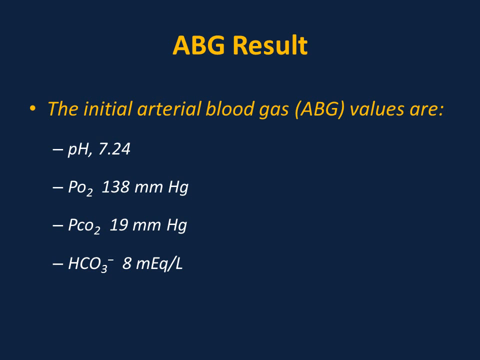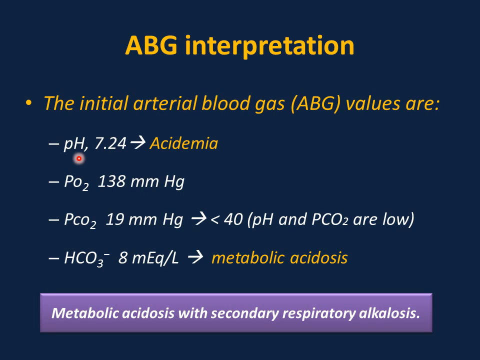How to understand this ABG? Step 1, check the pH in the blood gas. Here it is 7.24, which is acidemia. Check the PCO2. It is 19, which is low, so both of them are low. This is metabolic acidosis, and the PCO2 here is low, which is respiratory alkalosis. So this is a case of metabolic acidosis with secondary respiratory alkalosis.